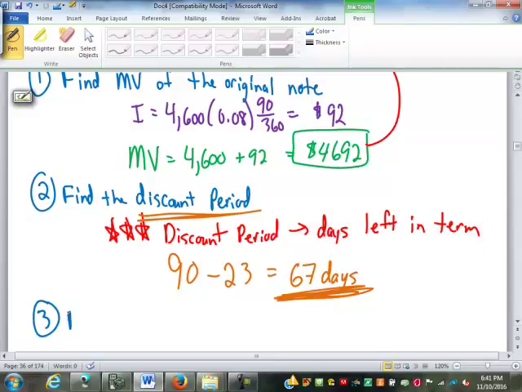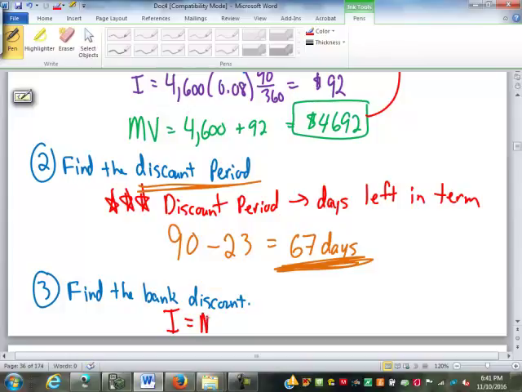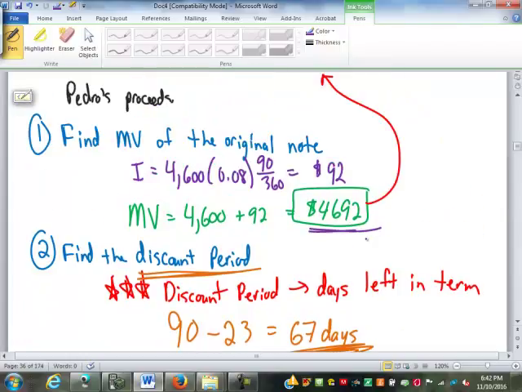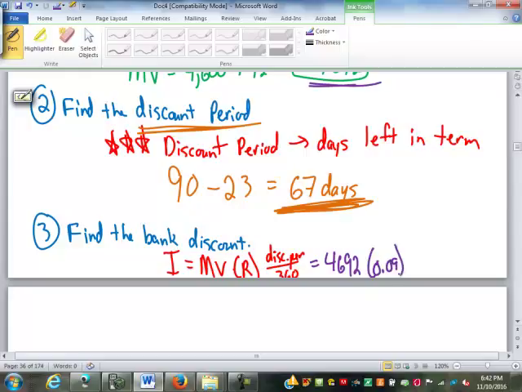Step 3. Find the bank's discount. The bank's discount is interest, but it is based off of that maturity value times their discount rate times the discount period over 360. So for this one, it's going to be that 4,692. That is the maturity value of the original note. The bank's discount rate, if you remember, is 9%. And the period is 67 over 360. Looks good.